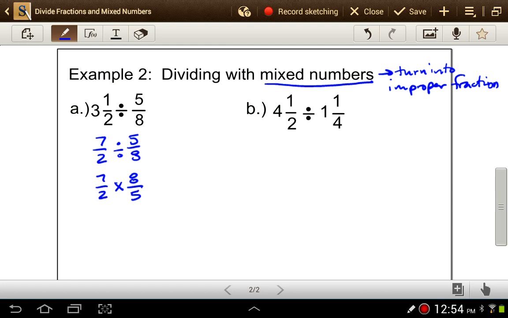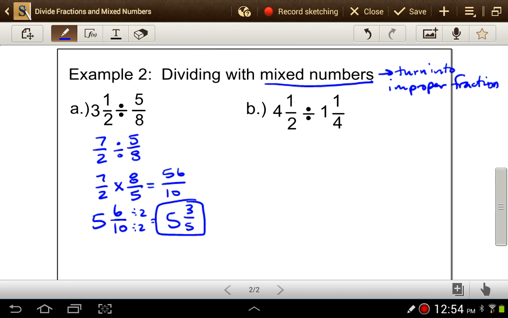Now I can multiply across on those. 7 times 8 is 56. 2 times 5 is 10. Okay, that's improper, so I'm going to turn it into a mixed number. 10 does go into 56 5 times with 6 left over, so 5 6/10. I recognize that I can simplify that, so that's going to be 5 3/5 as my final answer. Okay, so again, key is I have to turn them into improper fractions.